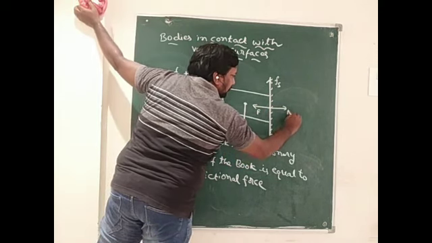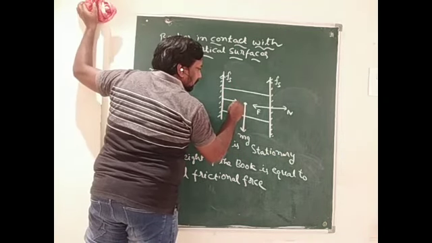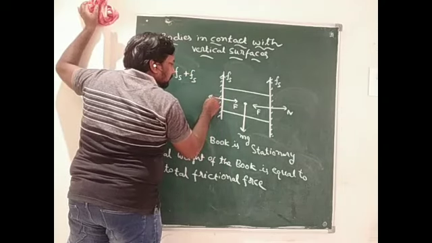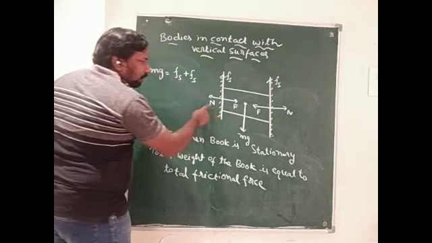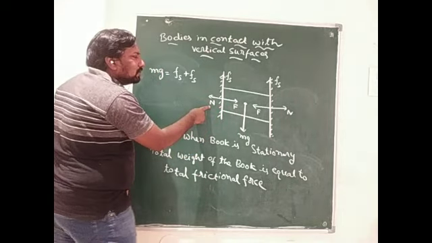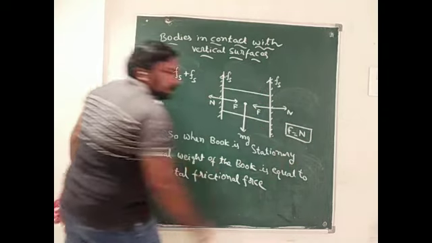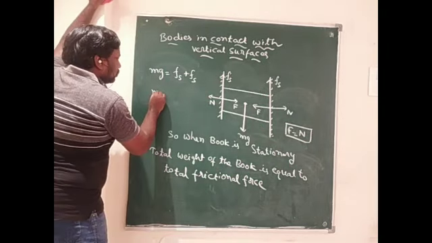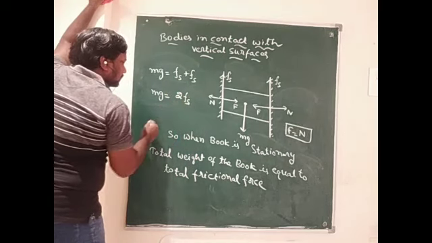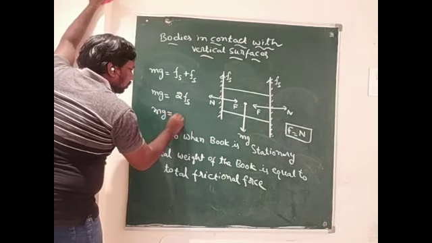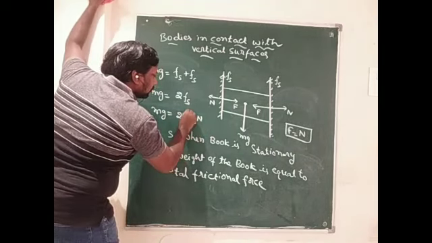Normal reaction is in this way. On the other hand, pressing force is in this way. Normal reaction is in this way. So now here F equal to N. So here pressing force F equal to normal reaction. So therefore mg equal to Fs plus Fs, 2Fs. So mg equal to 2 into Fs, that means mu s into N.